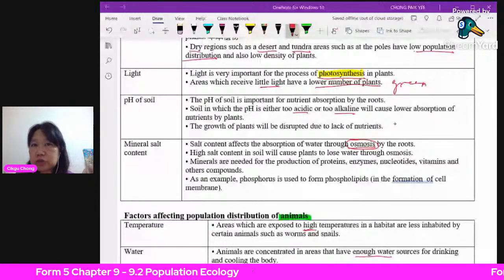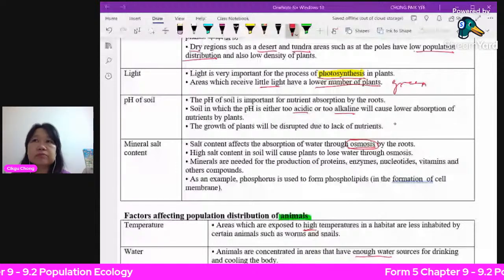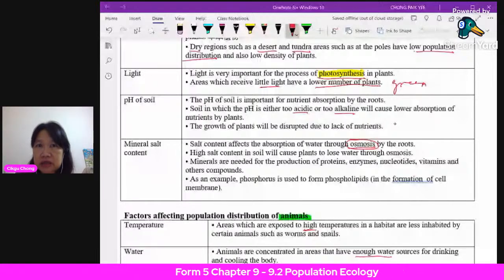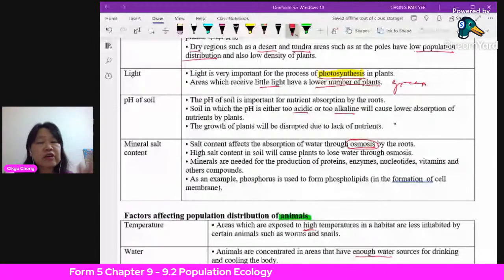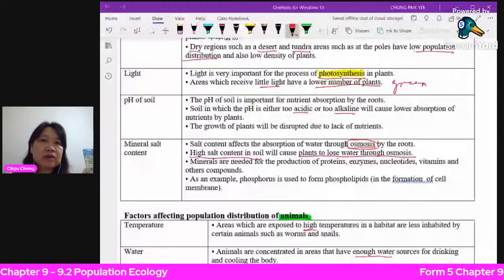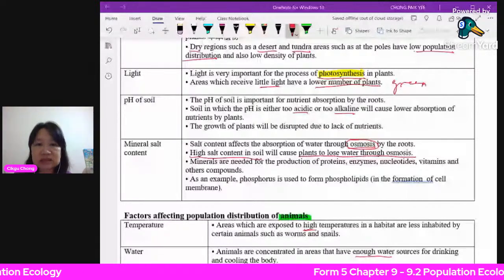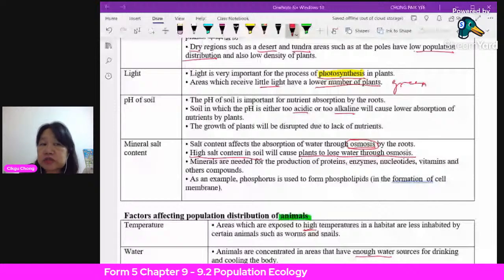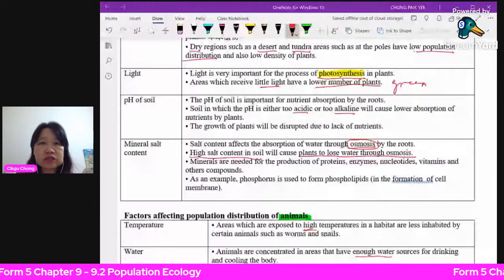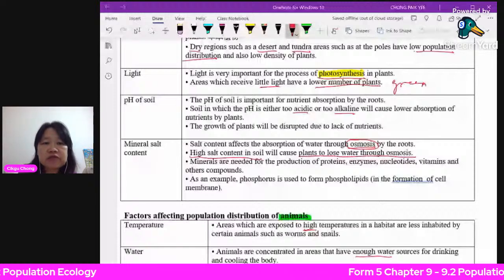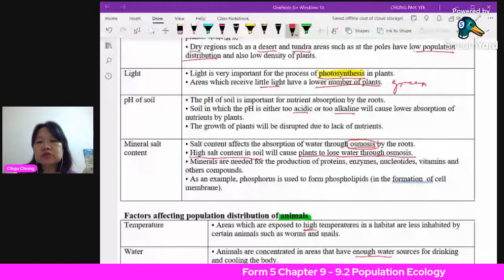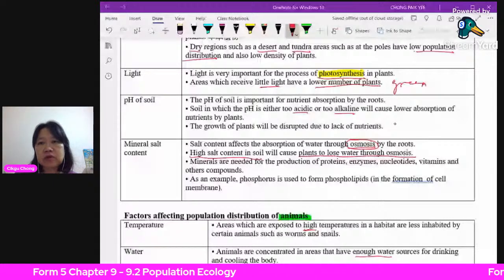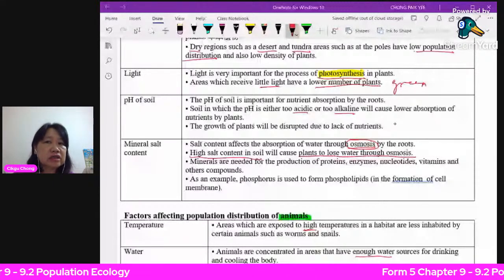So for normal plants, you don't put too much fertilizer. It will increase the salt content in the soil, and water will come out. This is a very common question. They always ask you this question: why you cannot put too much fertilizer in the plant? Remember, that is Form 4 work. Minerals are needed, plants also need to absorb minerals, but not too much. Too much, you will have this hypertonic condition. Phosphorus, for example, is used to form phospholipids to make the cell membrane. So these are the conditions which affect whether the plant can stay there, whether it's a lot or very little.